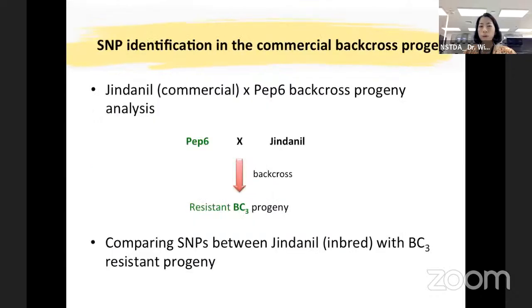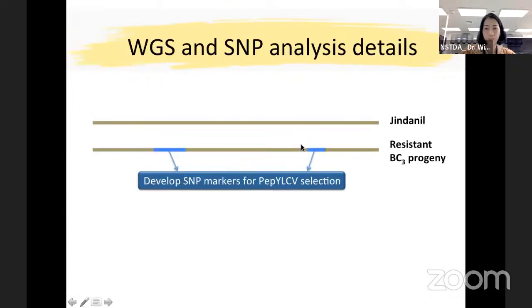Another approach that we proposed earlier was to use a commercial line in Thailand called Jindanin, backcrossed to PEP6. Jindanin has all the desirable phenotypes of chili pepper, except that it's not resistant to the virus. And so we'll be integrating the resistant source from PEP6 into Jindanin, and then go through several rounds of backcrosses. And I believe now we are at the third backcross. And so we will take the resistant backcross progeny from the third backcross and compare it to PEP6 parent as well as Jindanin parent. And so what you expect to see is that when you compare it to the susceptible parent, the backcross progeny would be similar to Jindanin everywhere except the loci that confer the resistance. Very similar to the approach we took with the PEP6 self-fertilization progeny.